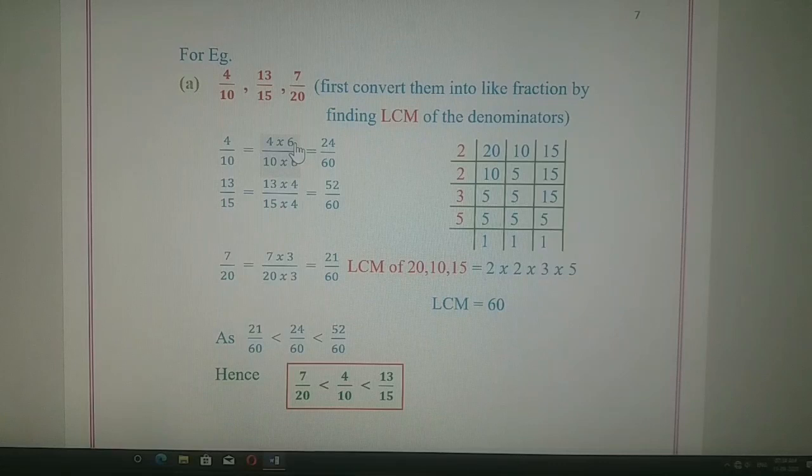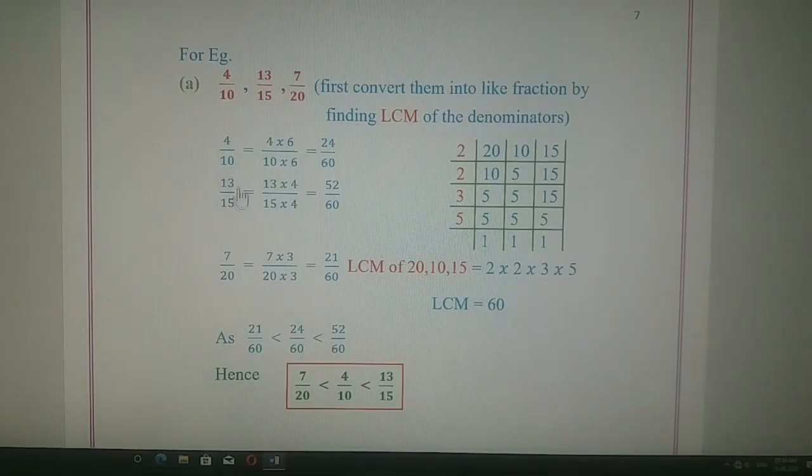So the same number has to be multiplied up also. So in the numerator also we have to multiply 6. In the denominator we have multiplied 6, so the same common factor should be multiplied in the numerator also. So 4 6s are 24 and 10 6s are 60. So here we get the LCM integer in the denominator. Our answer is 24 upon 60.